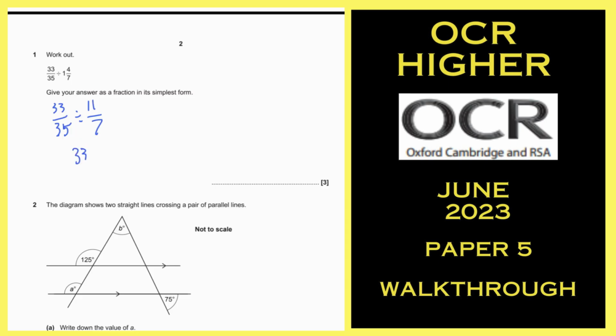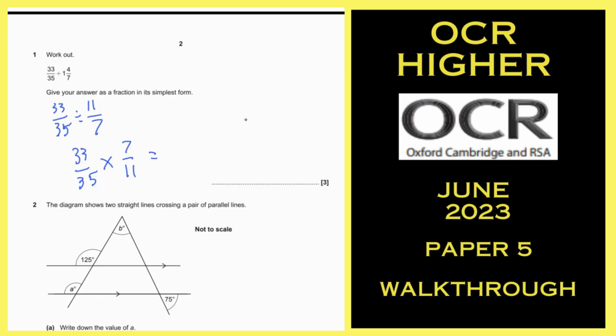Then you can apply your KFC, whatever you call it, KCF, keep, flip, change. Keep the first fraction, change the divide to a times, and flip, reciprocal. Now we've got top times top, bottom times bottom, and then you can cancel down.